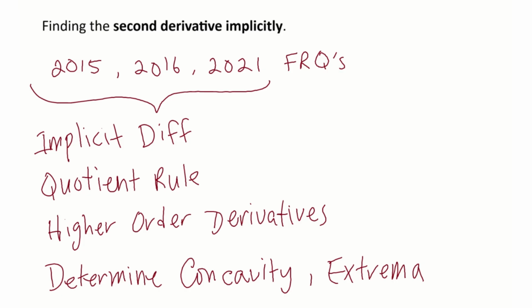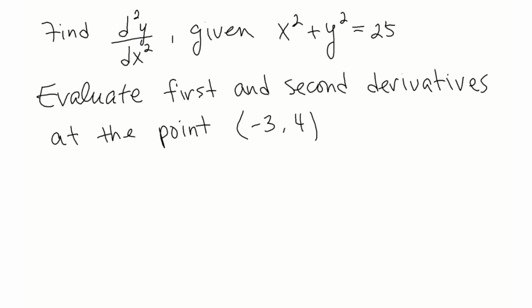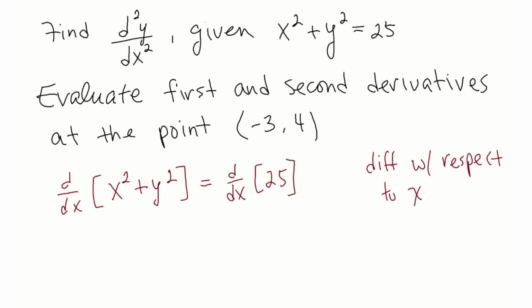Let's go through an example. Let's find the second derivative of the following implicit equation. And let's also evaluate the first and second derivatives at the point -3, 4. To get the second derivative, we have to first find the first derivative. Let's differentiate with respect to x.